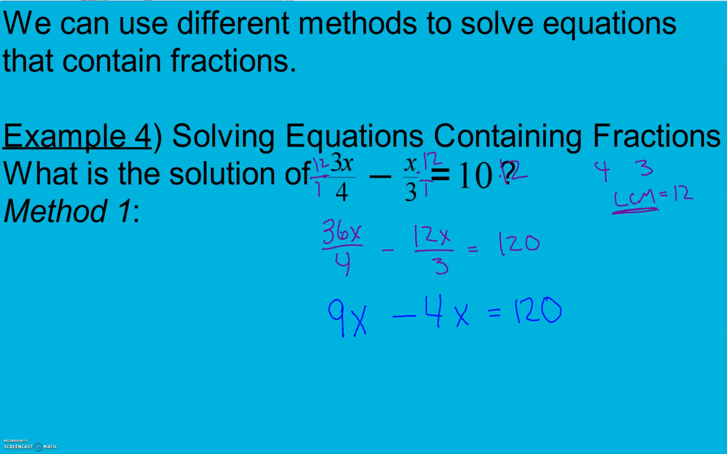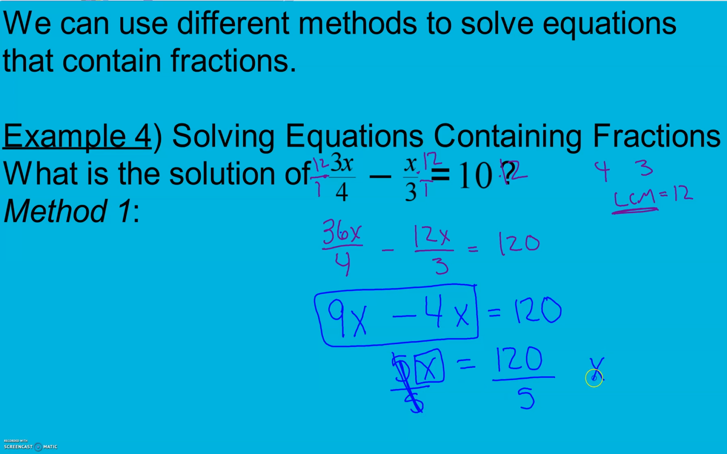Now I have no more fractions, and I can simplify both sides of my expressions. 5x equals 120 by combining my like terms. Now to move from one side to the other, I do the opposite. Opposite multiplication is division, my inverse there, and I get x equals 24.